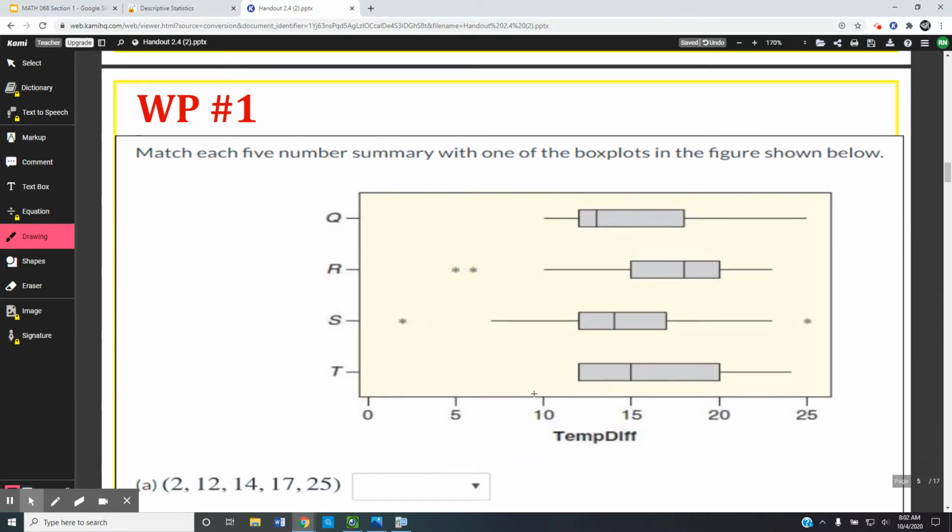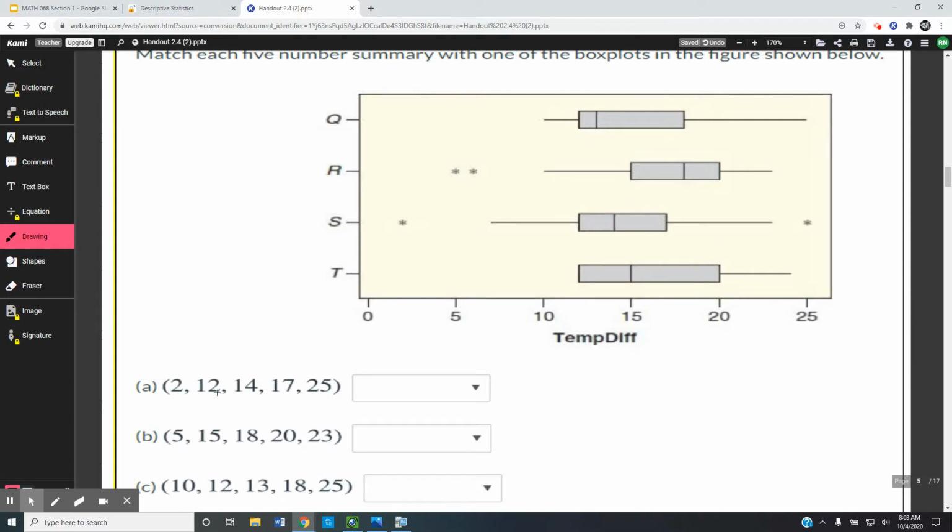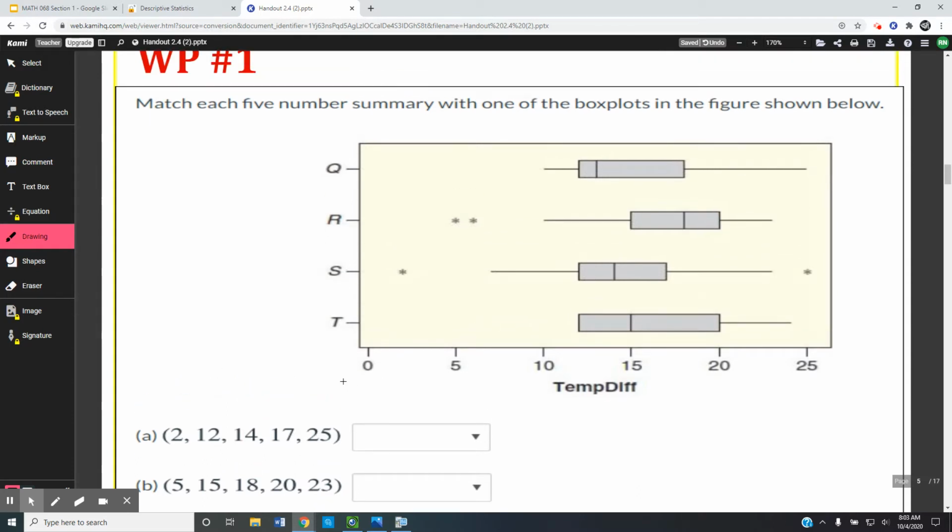Wiley question number 1. Match the 5-number summary with each of the following box plots. Okay, so all we really need to do here is just simply spread out our data and take a look at what we have. First of all, we have a 2 and a 25. I'm looking at extremes right now. Here's a 2 about right here. There's only one box plot that has a 2 and one box plot that has a 25. So this has got to be letter S. So S is off the list now.